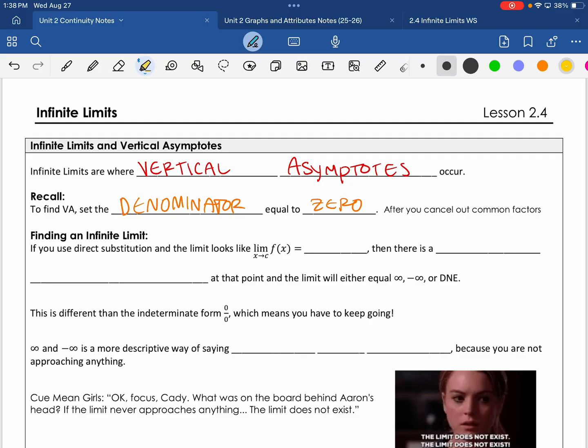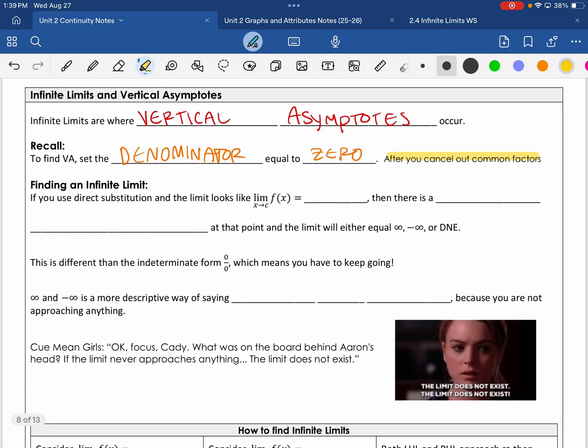All right, after you set the denominator equal to 0, you have to make sure you've canceled out your common factors first. So if you still have your common factors, those are not vertical asymptotes, just whatever is left on the bottom. All right, so that's how you tell where your vertical asymptotes are.